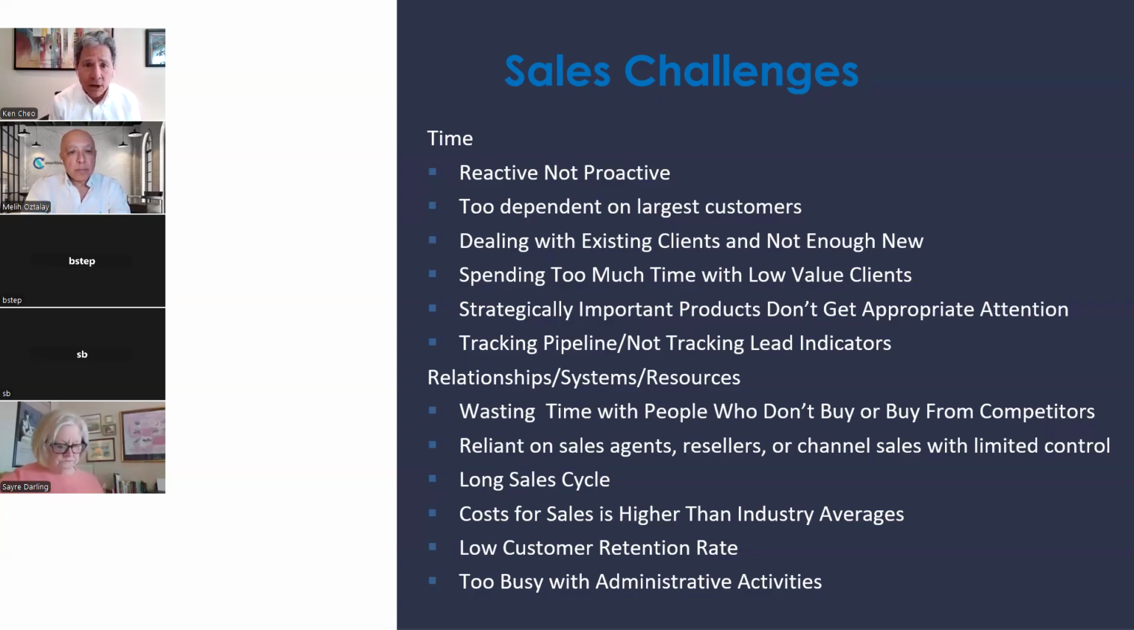Or perhaps because they're being reactive, there are strategically important products that don't get the appropriate attention, or they're just tracking their pipeline and not really the lead indicators, so are they really spending their time the most efficiently? And so it's very simple.